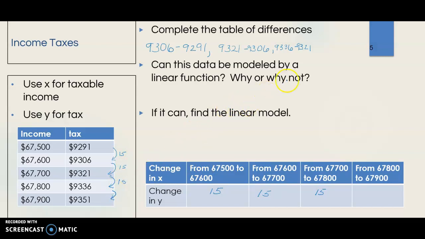So we do this last pair. And so we have 9351, and we subtract 9336. And once again, we get 15. So can this data be modeled by a linear function? The answer is yes. And the reason why is because it has a constant rate of change.